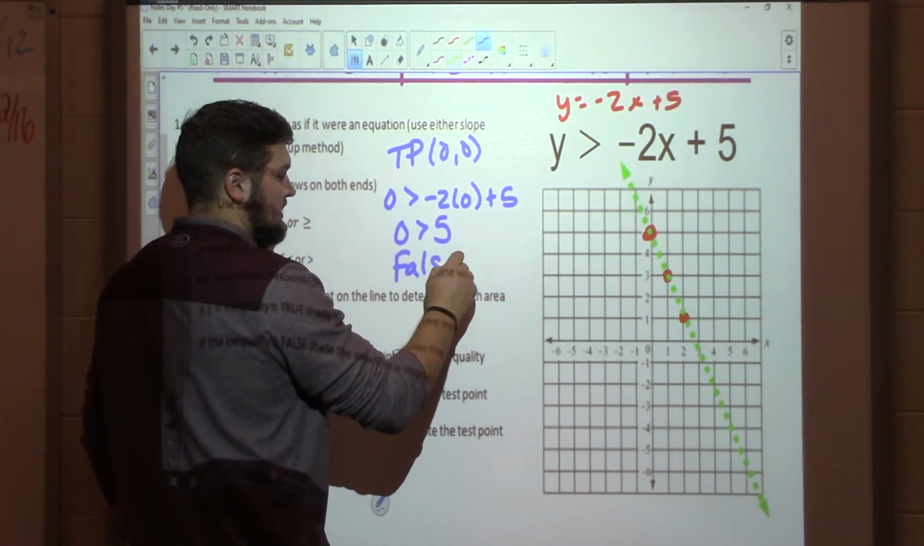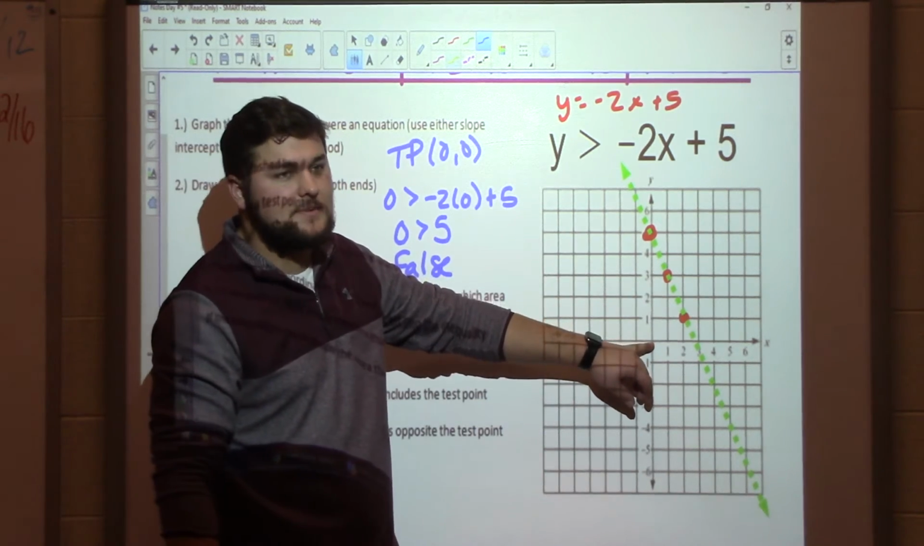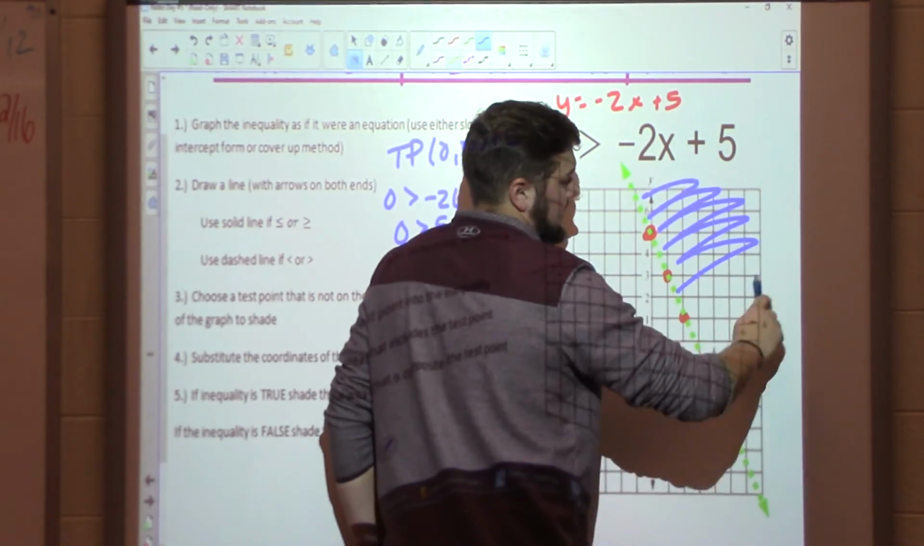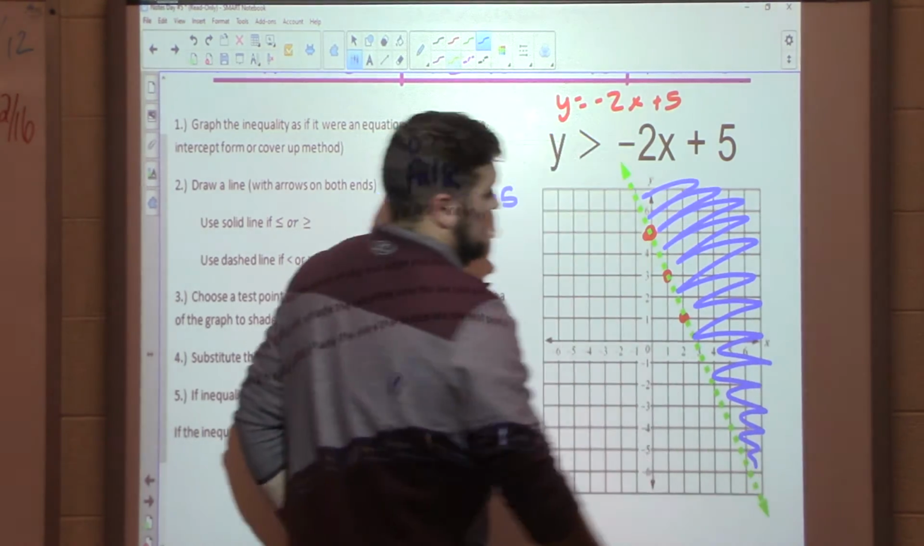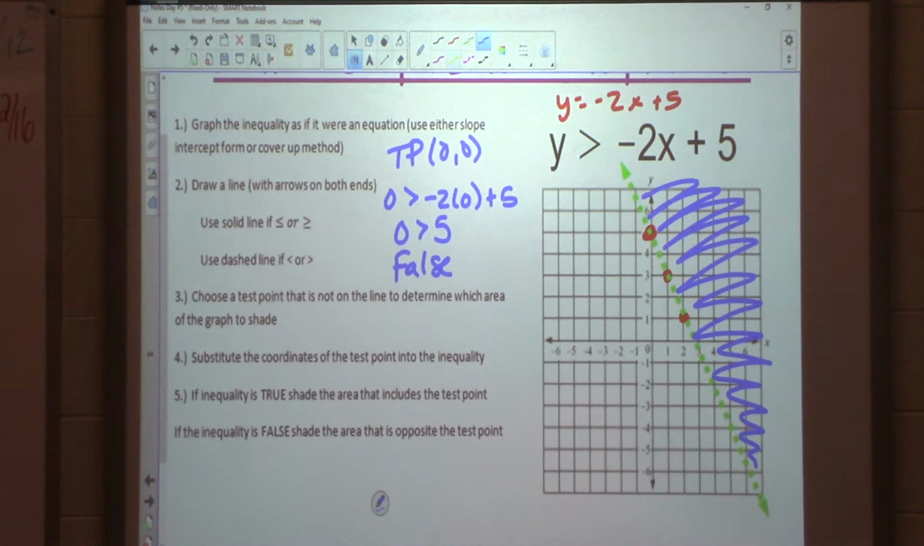Which means you're going to look at your test point. If it is false, I'm shading the opposite side of the line. So in this case, I would shade the graph over here. If it is true, you're going to shade the side of the line with the test point on it. And you're done. That's it.